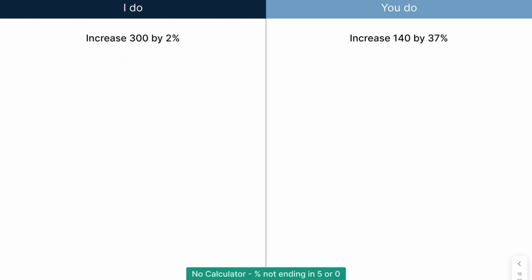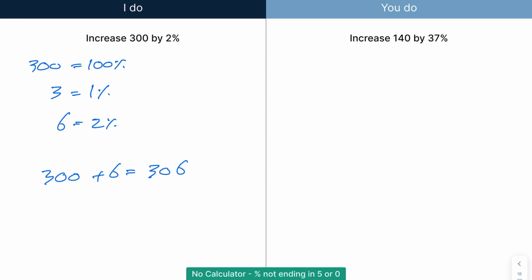So moving on, we've been asked to increase 300 by 2%. So we know that 300 is the 100%. And if I find 1% of this, if I divide each side by 100, I get that. So 2% will just be double that. So 2% is just going to be 6. So for the final answer, that will be 300 plus 6, which is 306.